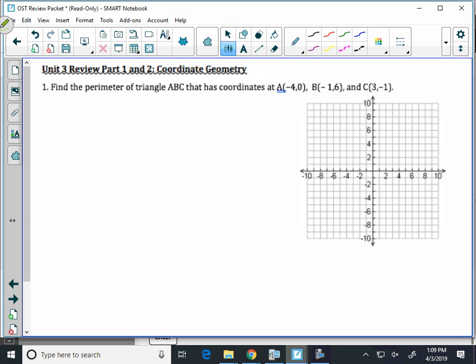We take a look at number 1. It says find the perimeter of the triangle ABC that has coordinates at negative 4, 0, negative 1, 6, 3, negative 1. I'm going to plot those points.